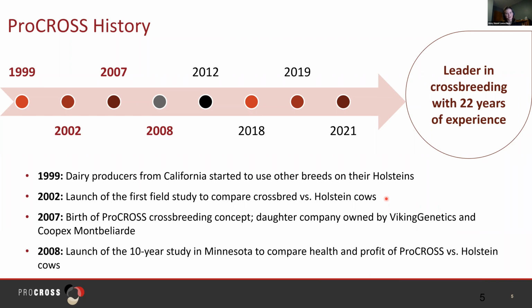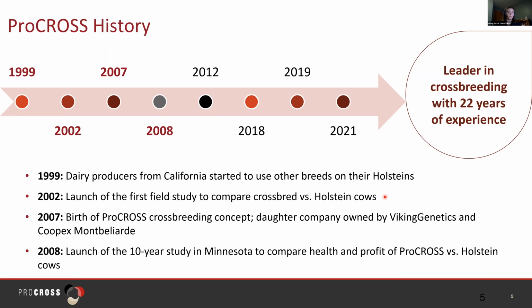Back in 2002, the group first approached another group of researchers, but then eventually were referred to Les Hansen at Minnesota to launch this field study comparing those crossbreds to Holstein cows. And this first field study included more than just the breeds in ProCROSS. It included 7 breeds to start out with.